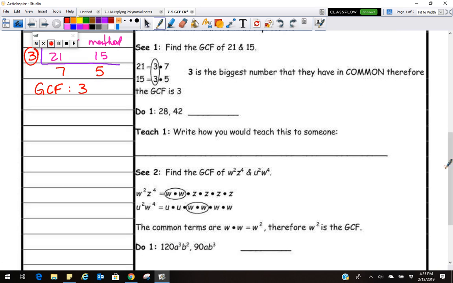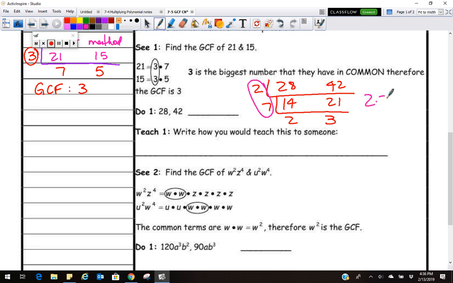So on this do one, we have 28 and 42. Now obviously the bigger number that you start with, the faster this will go, but let's say we just think, hey, these numbers are even, let's divide by 2. 28 divided by 2 is 14, 42 divided by 2 is 21. Will anything go into those? Yes. 7. 14 divided by 7 is 2, 21 divided by 7 is 3. Will anything go into 2 and 3? No. So on the outside here I have a 2 and a 7. So I multiply those together and get 14. That means 14 is the greatest common factor of 28 and 42.